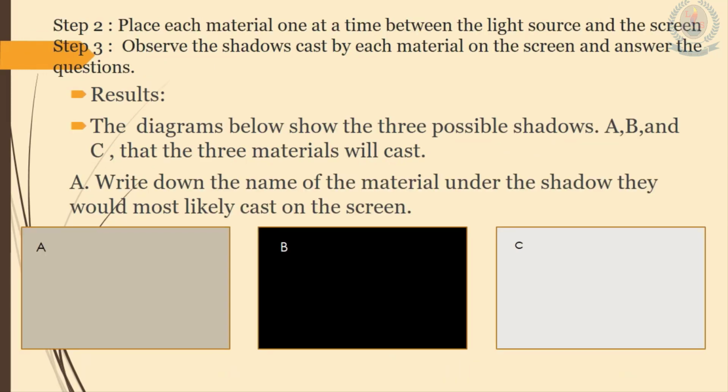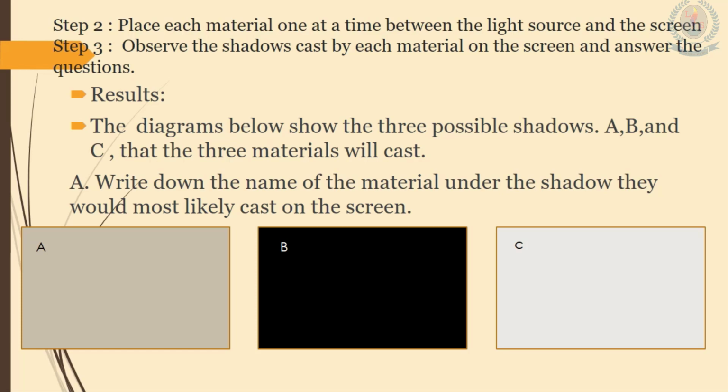Step 2. Place each material one at a time between the light source and the screen. Observe the shadow cast by each material on the screen and answer the questions. Results: the diagram below shows the 3 possible shadows A, B and C that the 3 materials will cast. Write down the name of the material under the shadow they would most likely cast on the screen. What is the answer for the first one?